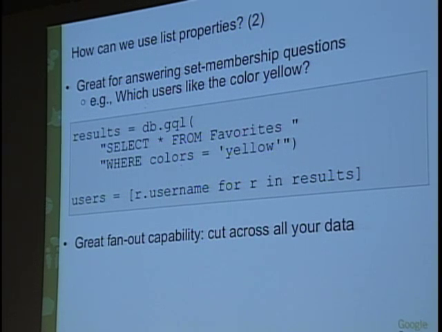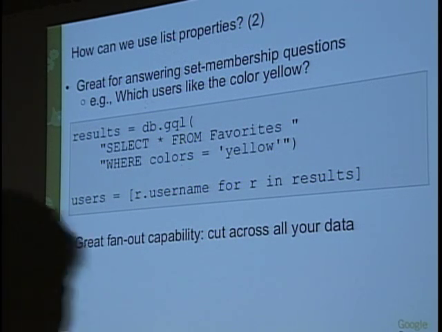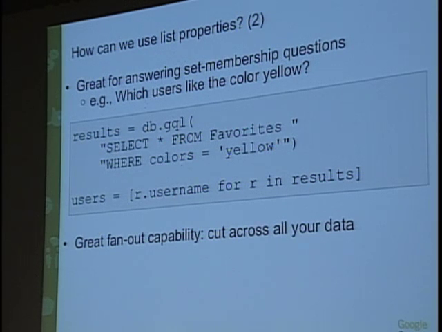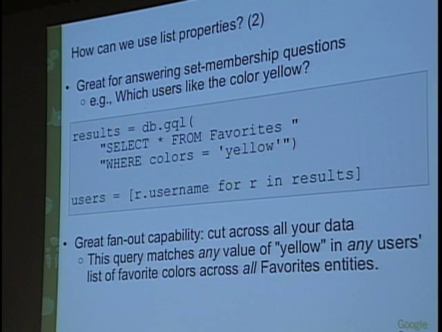List properties are great for fan-out capability, where you have a kind of a one-to-many relationship. And it allows you to very efficiently cut across all your data and find any user, maybe that has favorite color yellow, across all favorite entities in the database.